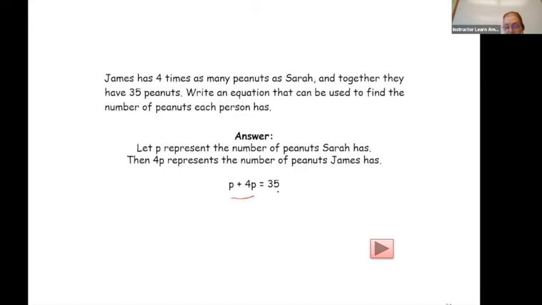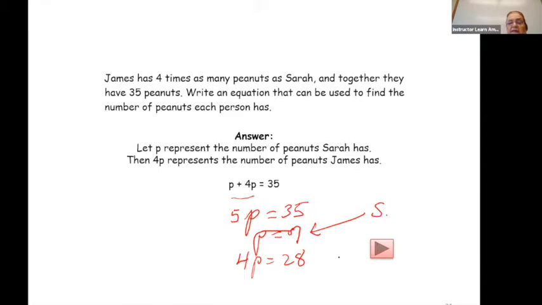And of course, if you wish to proceed and actually get an answer for this problem, you then can combine your like terms to get 5P equals 35. P then is equal to 7. And then 4P equals 28. So 7 represents the number Sarah has.